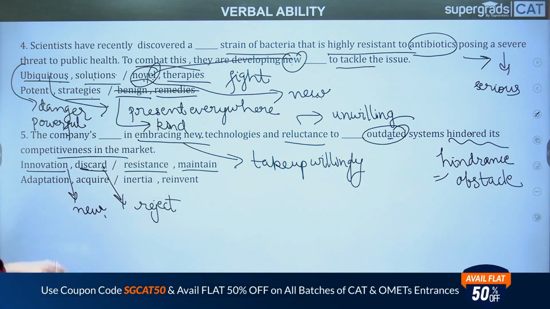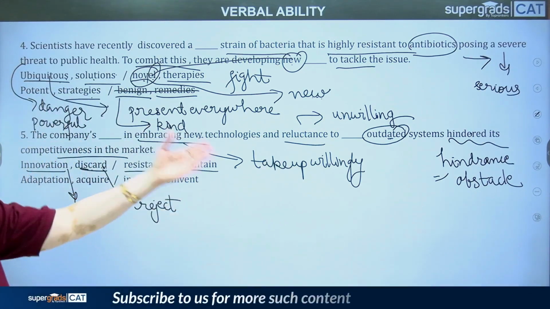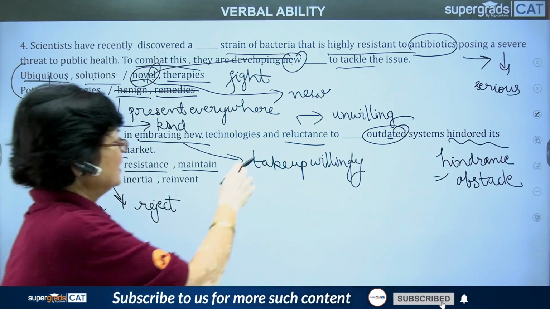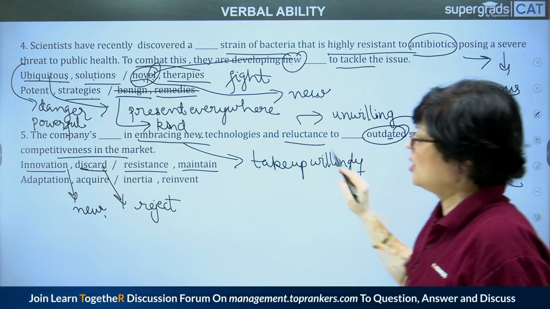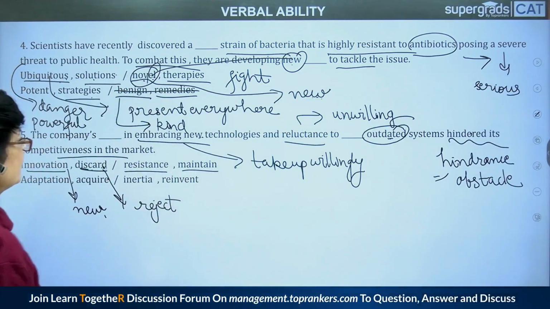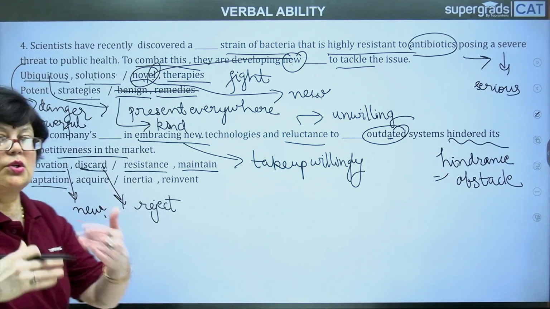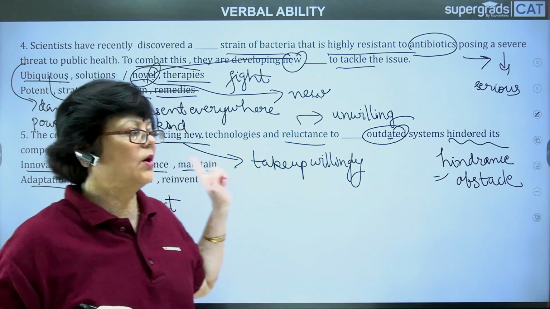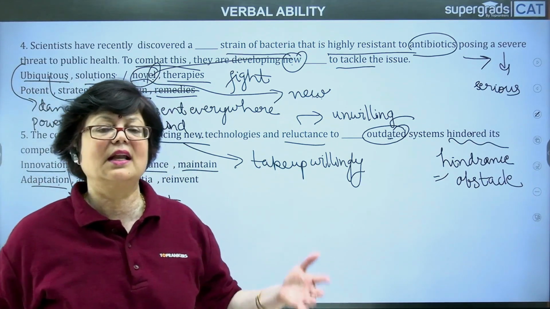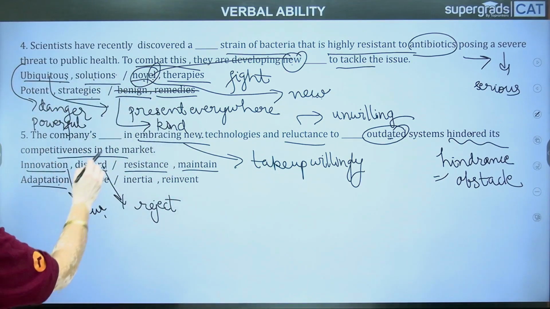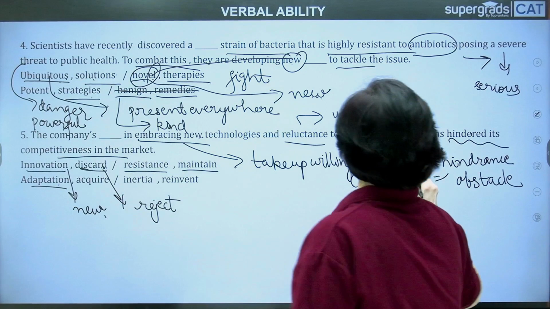Now let us check. The company's resistance in embracing new technologies and reluctance to maintain outdated systems hindered its competitiveness in the market. Okay. Next, adaptation. Adaptation is also to embrace. Just as we spoke about embracing, similarly, adaptation means to welcome with open arms, large-heartedly. So, to adapt, here the company's adaptation in embracing new technology and reluctance to acquire outdated systems.